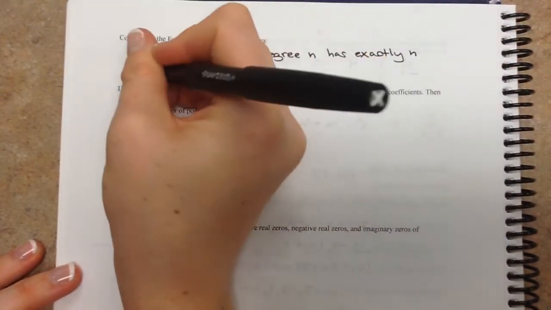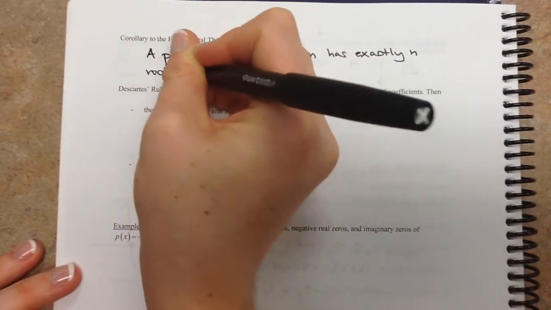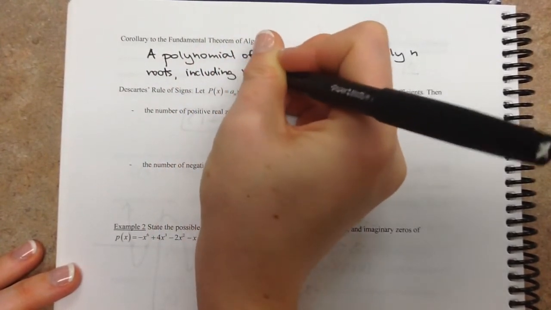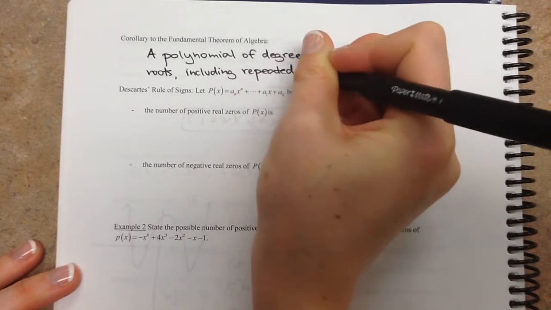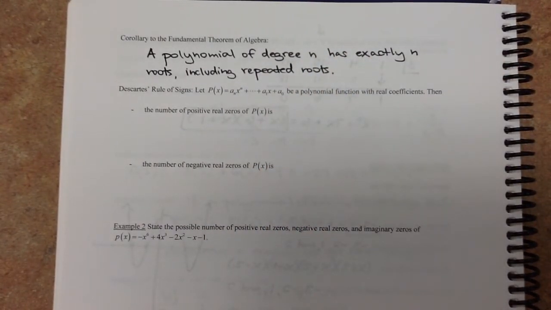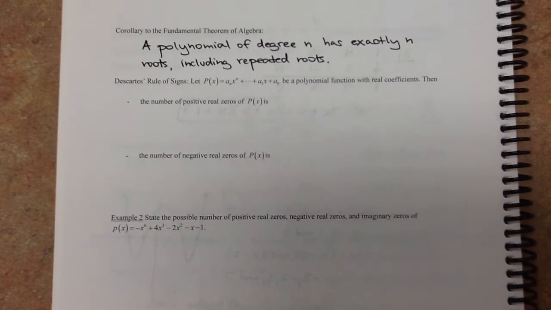Has exactly n roots, including repeats. So it is possible to have repeat roots, because if you had, like, an x minus 1 squared, you'd have x equals 1 and x equals 1. That would be a repeat root.